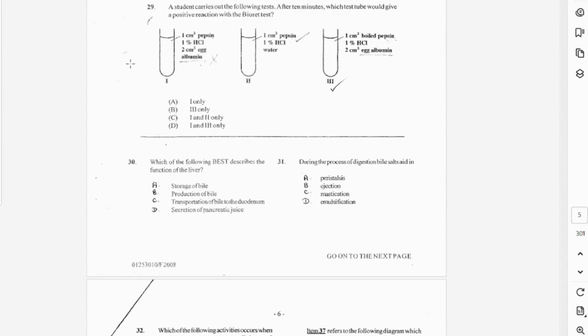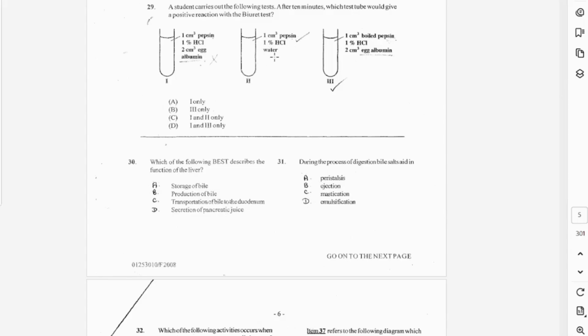So you have pepsin in all of them, but in tube 3, you have boiled pepsin. What is pepsin? Pepsin is one of the enzymes, and pepsin, if you could recall, is found in the stomach. In all of them, you have 1% HCl, which is hydrochloric acid. This is necessary because pepsin is found in the stomach, where you have hydrochloric acid. And where you are going to get the protein from is the egg albumin.